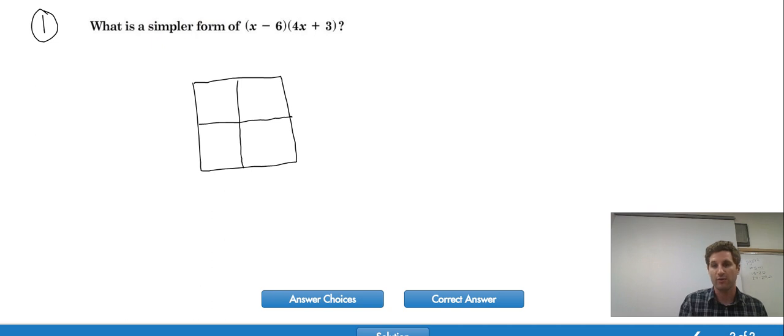We're going to take one of the binomials and put it x and negative 6. We always have to keep the sign with the number. And over here, we're going to get 4x and 3. And now it's kind of like you're playing Battleship. Notice I did 4x and 3.